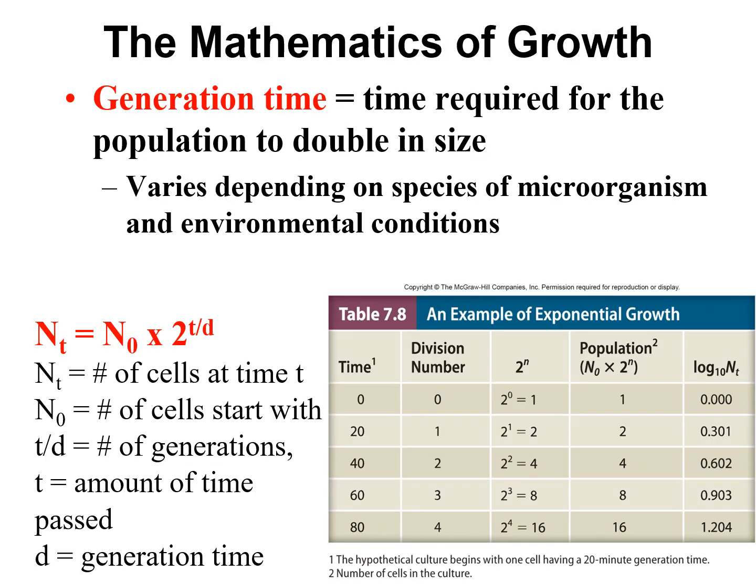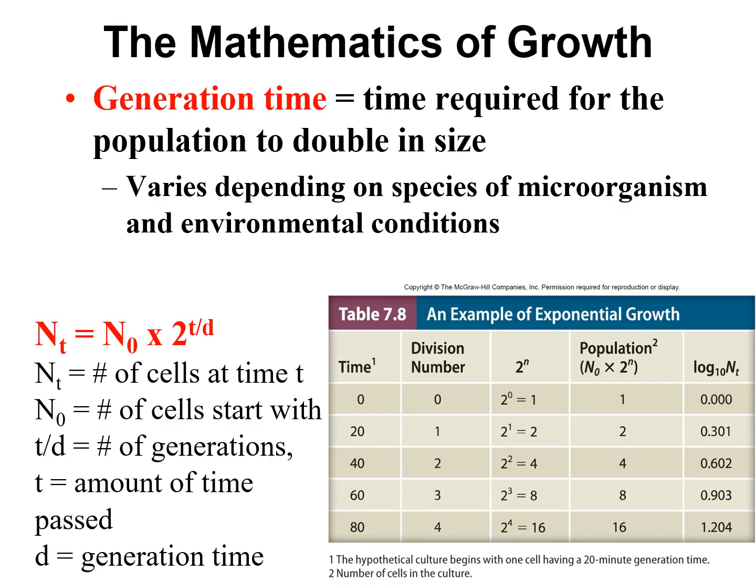Take a look at the mathematics of growth. The generation time is just the time required for the population to double in size. And this can vary depending on the species of microorganism and also on the environmental conditions, because if the temperature isn't right, or maybe there's not enough nutrients, maybe they're not going to divide as quickly.